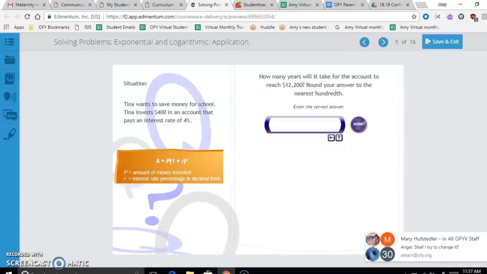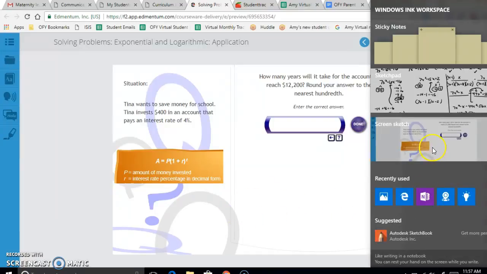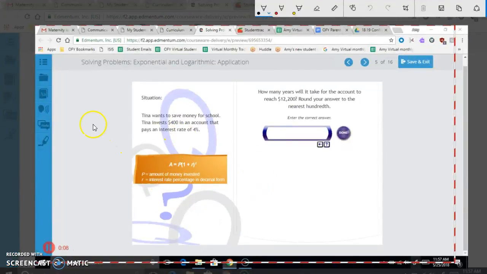Alright, we're going to look at solving problems, exponential and logarithmic application. Your questions will be different than mine, but it'll be pretty much the same process. So let's go ahead and look at that. It gave us the equation that we're going to be using right here.